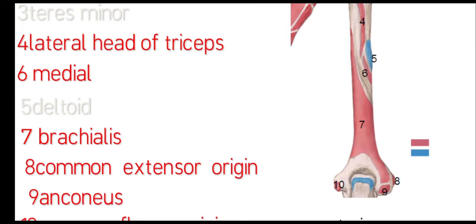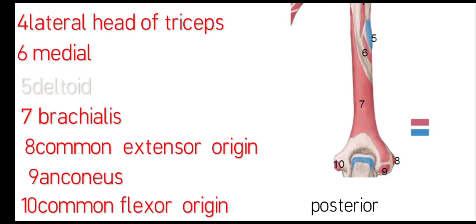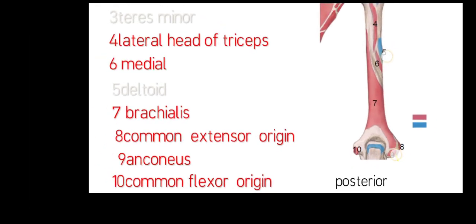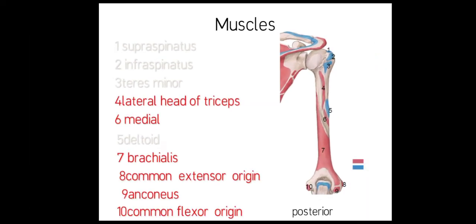Then same as the anterior aspect, brachialis originates from most of the posterior aspect also. Then there is the common extensor origin located laterally, and common flexor origin located medially. Moreover, there is anconeus muscle that arises from the posterior surface of lateral epicondyle. Okay, so these were the common muscles which attach here.